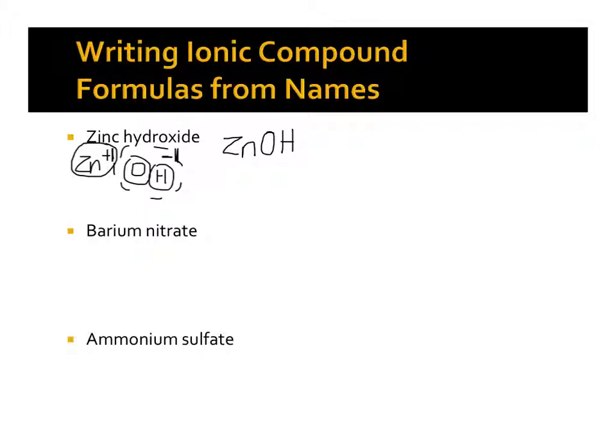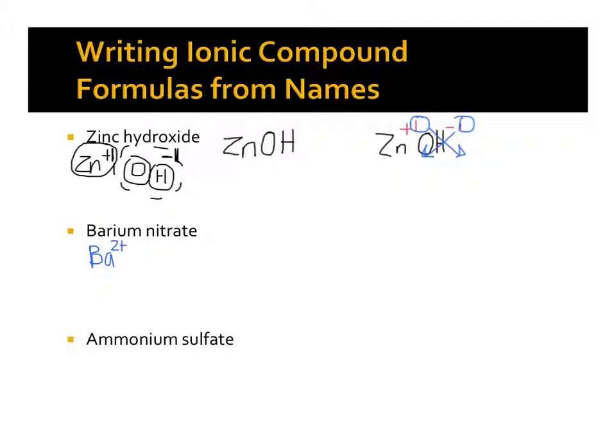If you did a crisscross method here, ZnOH, and you put the charges in, +1 and -1, and crisscross them, you would also see that we need one of each, and you would again get this formula. Second example, barium nitrate. Barium is in the second column on the periodic table, so 2A, it's going to have a 2+ charge.